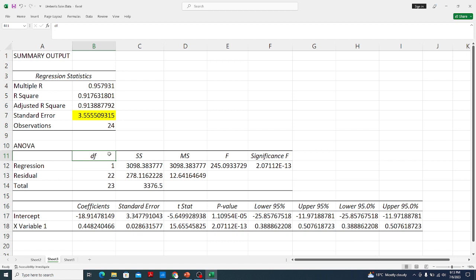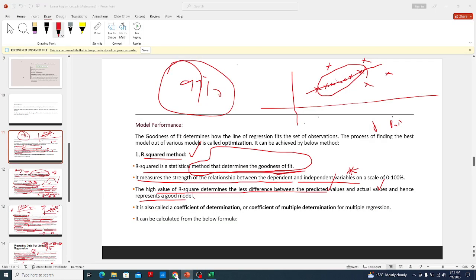Degrees of freedom is always given by n minus 1. That is your total observations minus 1. That's why you can see we have a total degree of freedom of 23. Then we have sum of squares, then mean squared, then the F value, and then significance F.